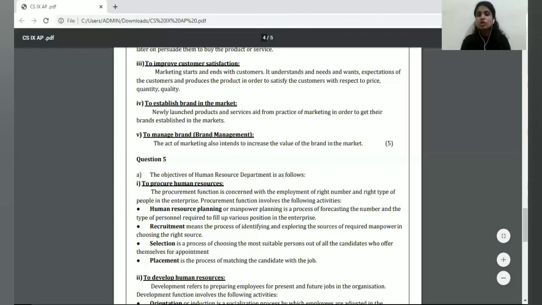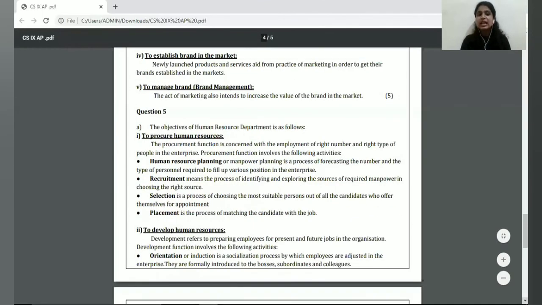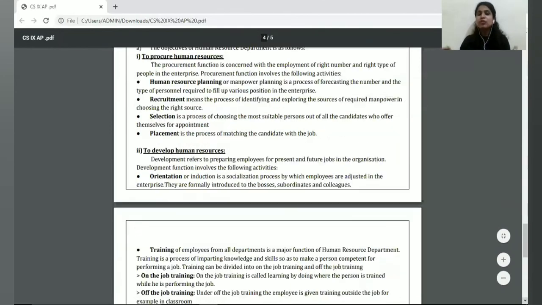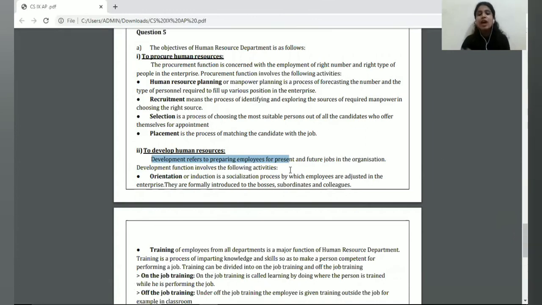Okay, moving on to the next objective, to develop human resources. Again, you have to first explain what development of human resources means in 1 or 2 sentences, like it's written over here. Okay, and then under that also you have 2 activities. You have orientation and you have training. So first, orientation has to be explained, and then training has to be explained.